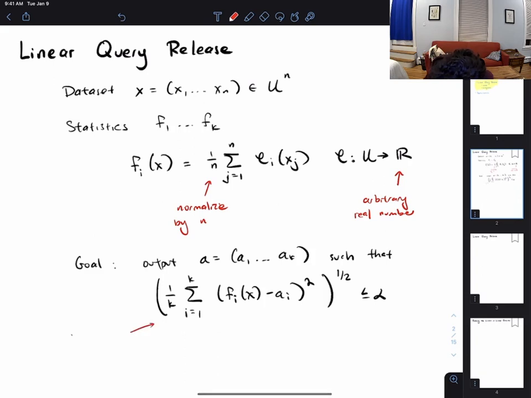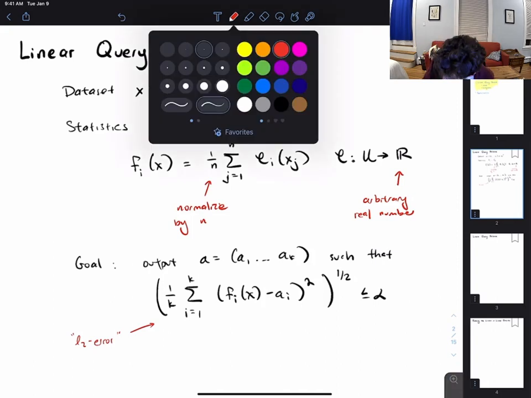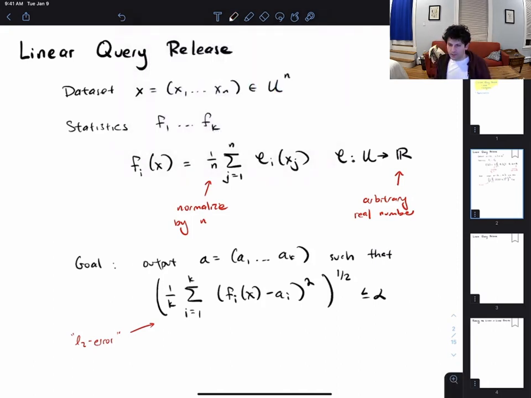We want L2 error. So we look at the answers that we get, and we write them as a vector, and we look at the true answers to all the queries, and we write that as a vector. And we want the L2 norm of that difference, suitably rescaled by the number of queries, to be at most alpha. So this is like saying that on average, the error per query is about alpha, instead of requiring that every query is at most alpha. This change is not going to be exactly inherent. It's just going to make some of the math a little easier to work with, in my opinion. It's a little more natural for what we do.